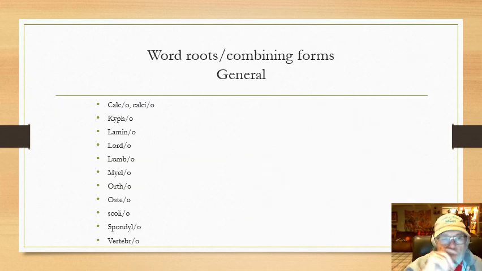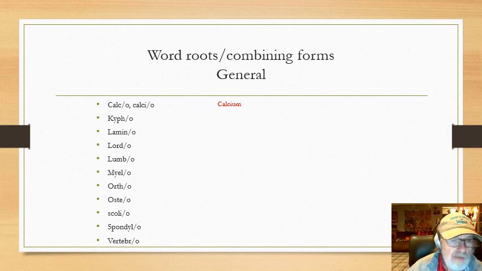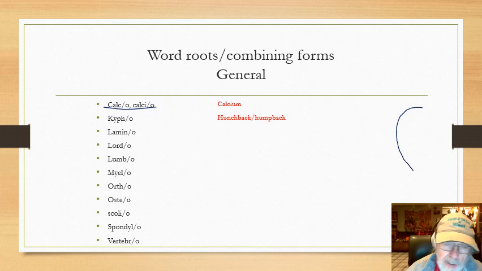A couple of combining forms that we didn't talk about before. Calco or calcio means calcium. Okay, obviously that sounds logical. Kypho means humpback or hunchback. Sometimes you see these old folks and they have this big hump in the back, in the thoracic region, the thoracic vertebrae, and that's called kyphosis. So kypho means hunchback or humpback. I'll show you this when we talk about the vertebrae later on.